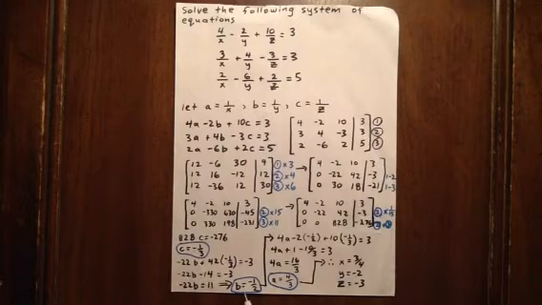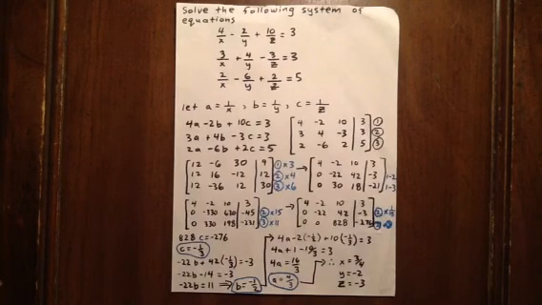And if c is negative 1/3 and b is negative 1/2, we can take those up into the first row and solve that out. And we get that a is equal to 4/3. Well, since c is the reciprocal of z and b is the reciprocal of y, and a is the reciprocal of x, we can say that x is 3/4, y is negative 2, and z is negative 3.